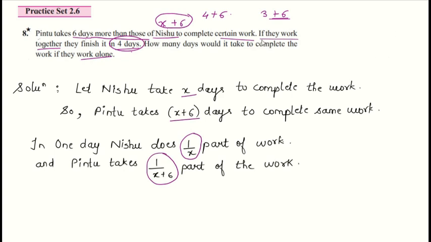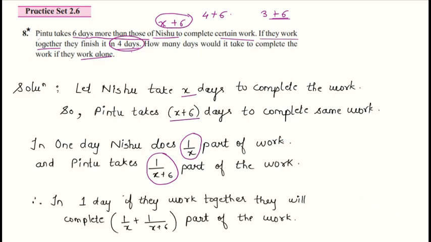And if you see in the question, it is given that if they work together, they finish it in 4 days. If they work together, okay. So what will we add? We cannot add x and x plus 6. What we will add is 1 upon x and 1 upon x plus 6, equal to 4. Okay, if they work together. This is the work together in one day and this is the work together in one day. If we add this, we will get 4, and here we will also get the value of x. Okay, I will show you how. And in one day, if they work together, they will complete 1 upon x plus 1 upon x plus 6 part of the work.